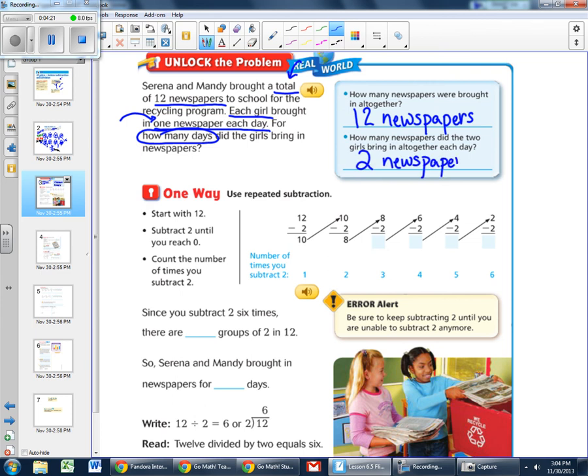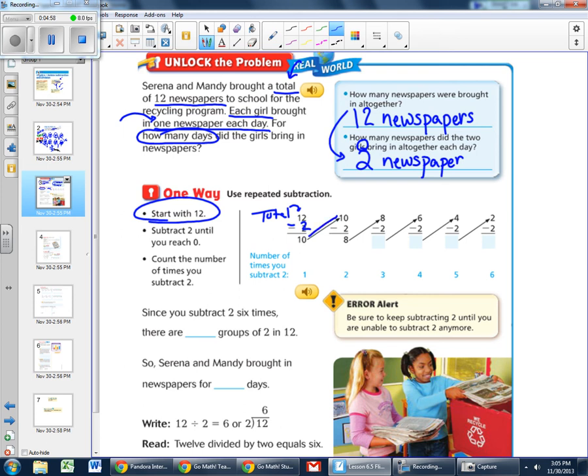Okay, don't get tricked by asking it 1. They each brought 1 because you're talking about both girls. Okay, one way to use this is to do repeated subtraction. So you're going to start with your total number of newspapers, which is 12. And you know that each one of them brought in 2 each day. So here's your total number, is 12. Then they each brought in 2 each day. So you do 12 minus 2 equals 10.